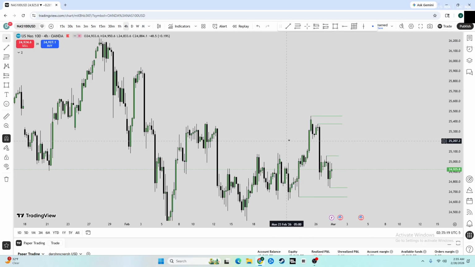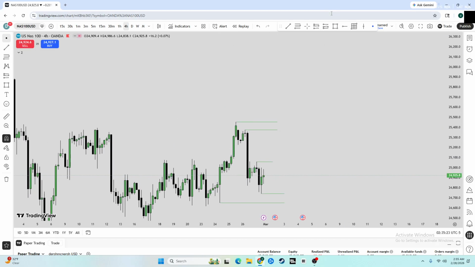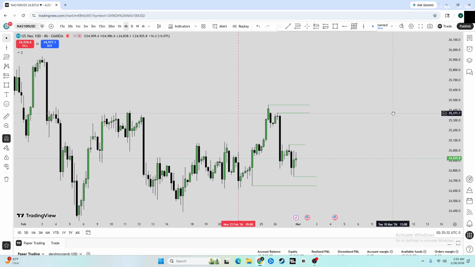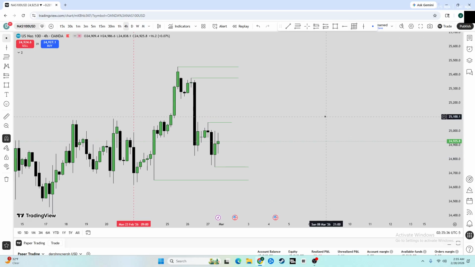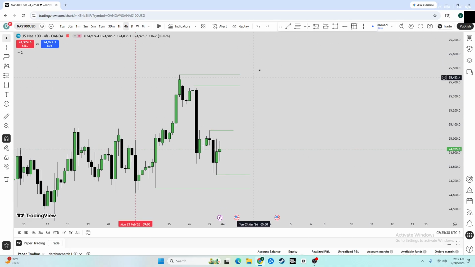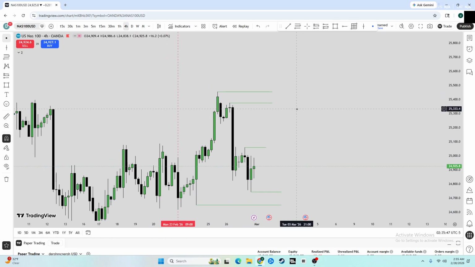So ignore all of this. Just ignore it for now. So you're only looking from this red and forward. Only look at the right of the screen. So buy side liquidity is resting highs in the market. Sell side liquidity is resting lows in the market, right?